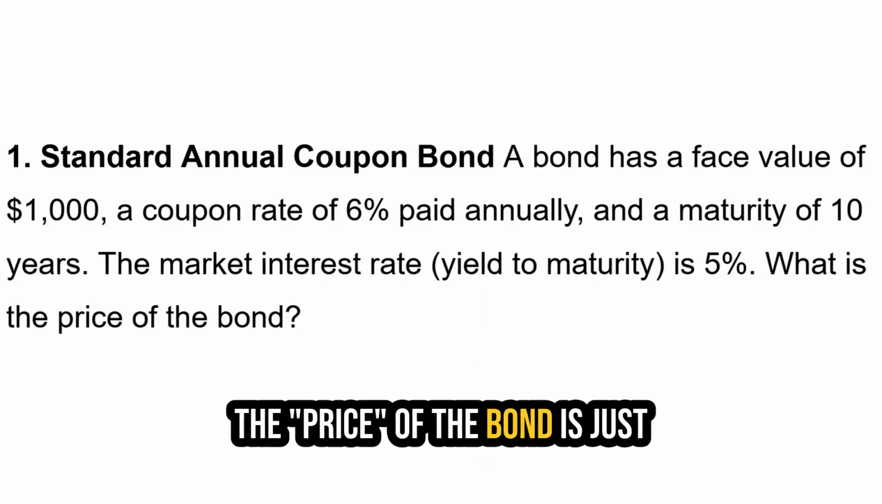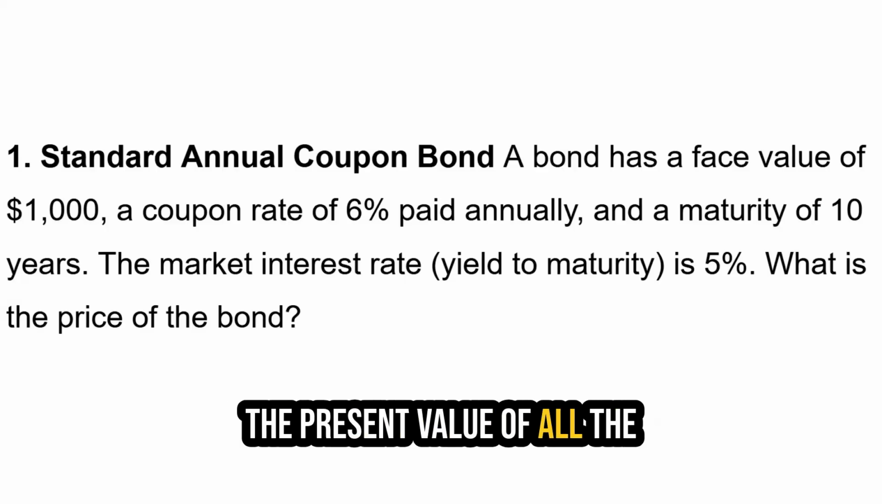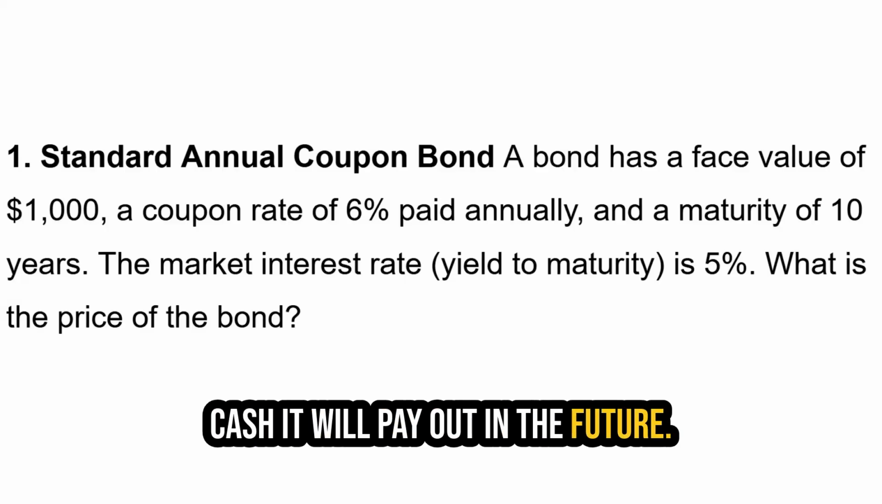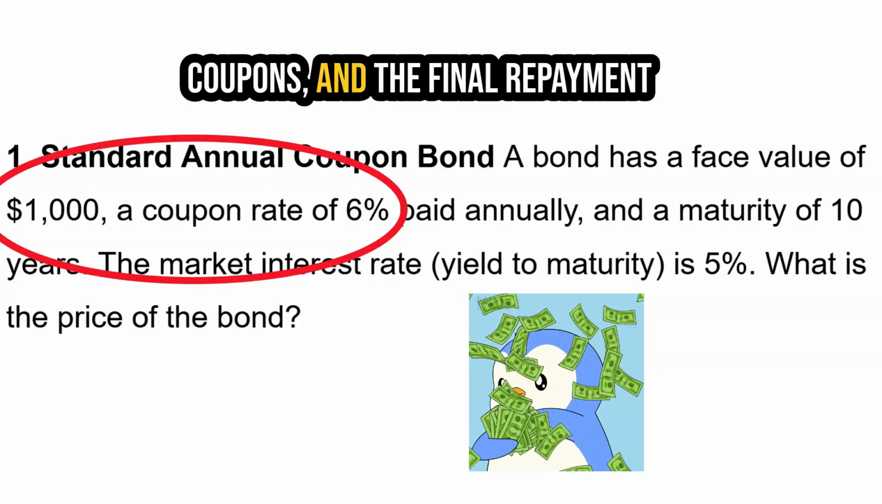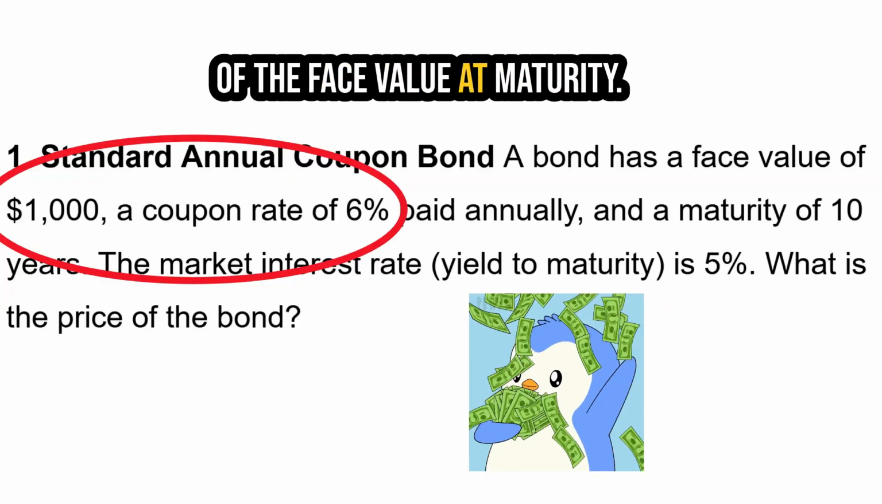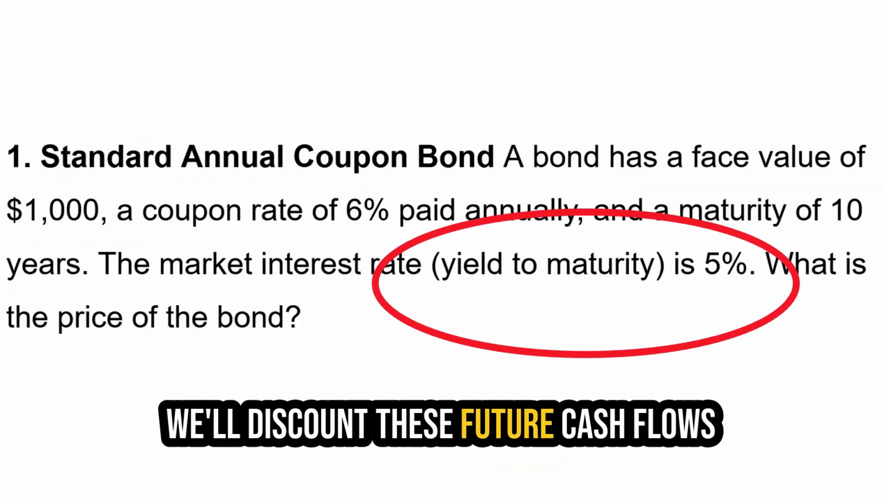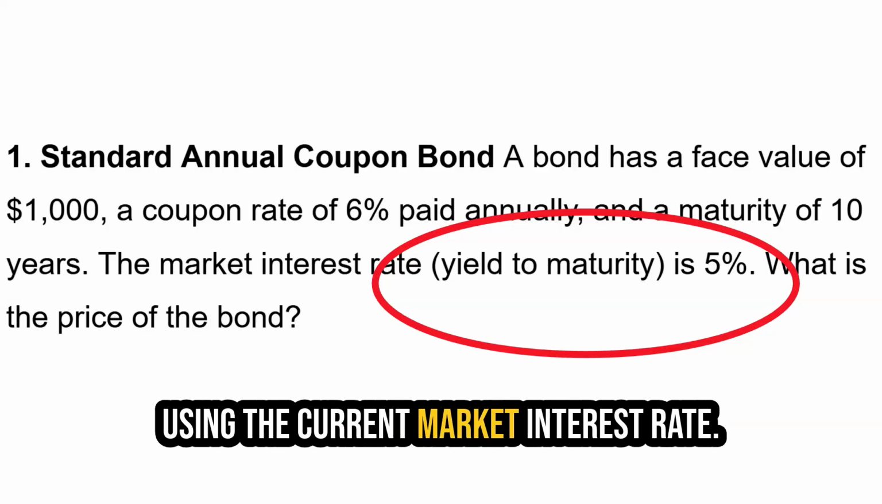The price of the bond is just the present value of all the cash it will pay out in the future. This includes all the annual interest payments, called coupons, and the final repayment of the face value at maturity. We'll discount these future cash flows using the current market interest rate.